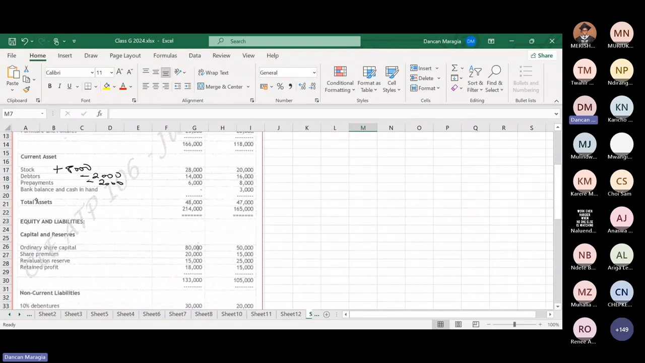So bank balance and cash in hand. Last year, we had a balance of how much? 3,000. So this 3,000, this year we don't have. So this was a positive. This year it means we don't have. Either we zero or we'll check whether it has gone to a negative in the overdraft. We close there.